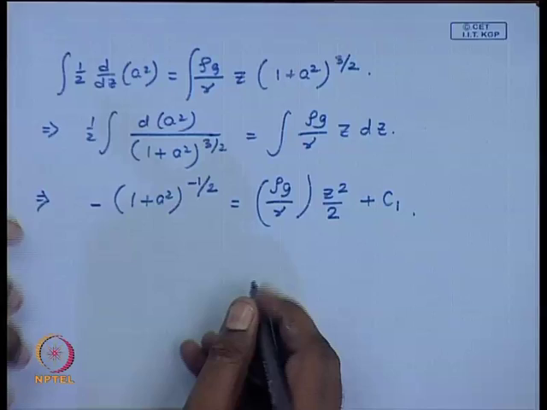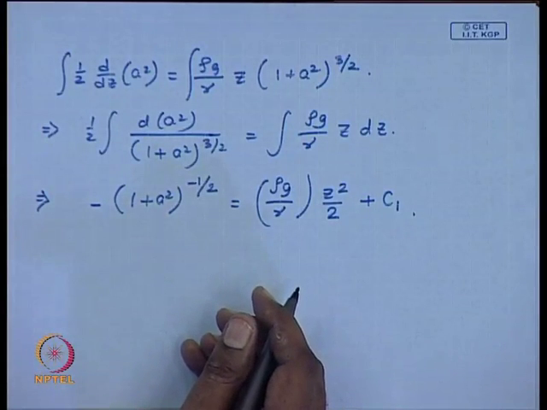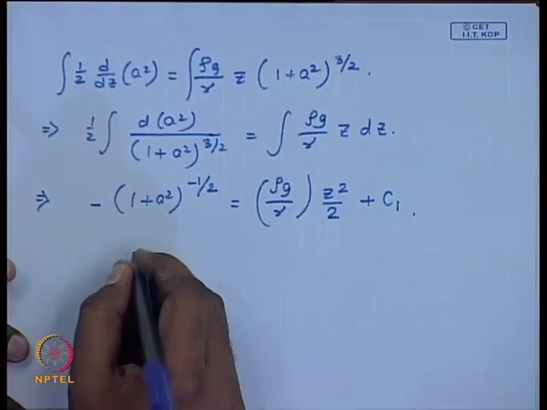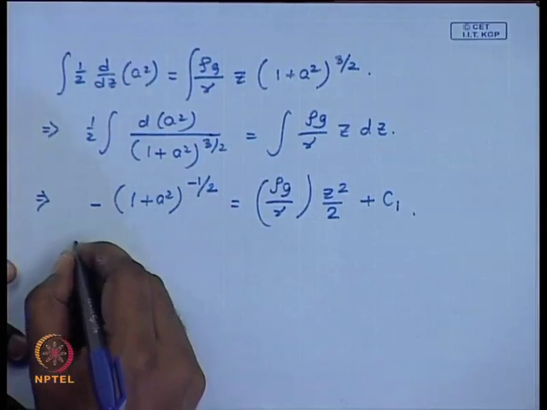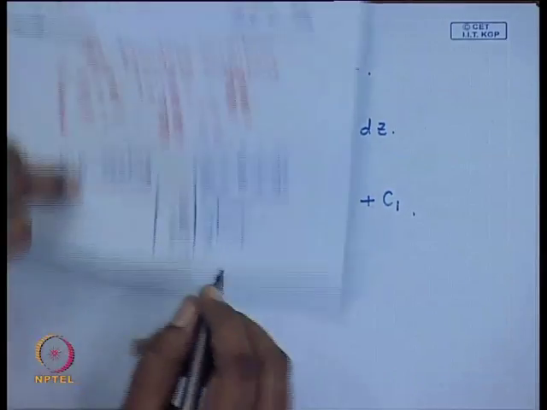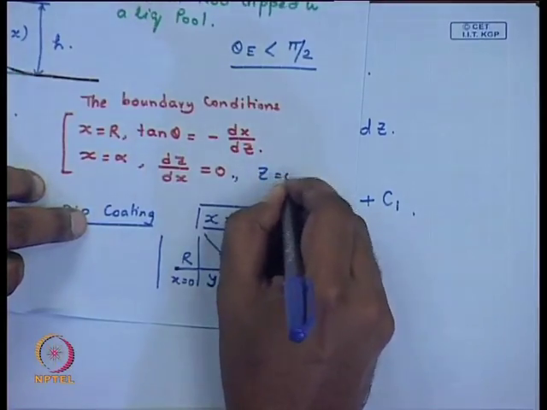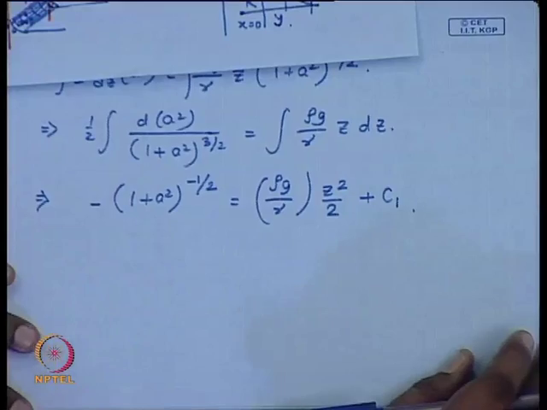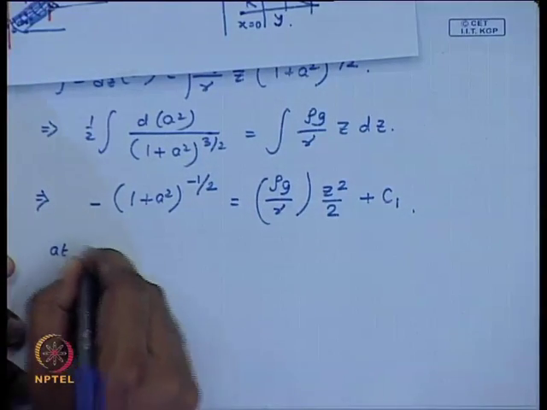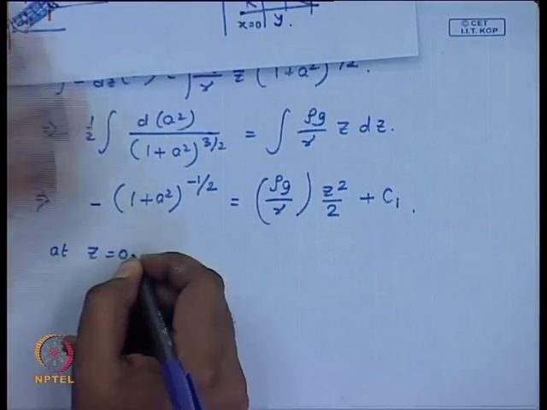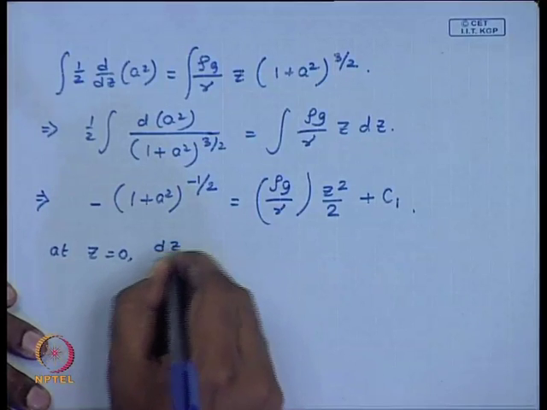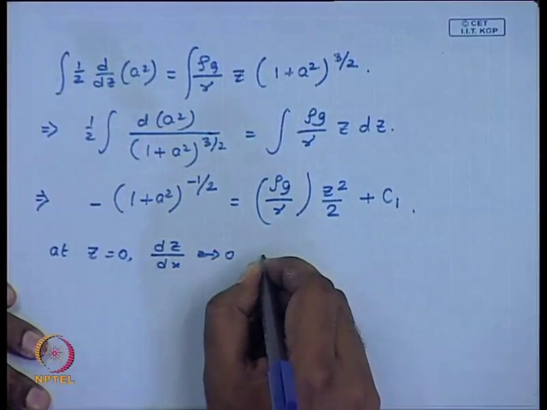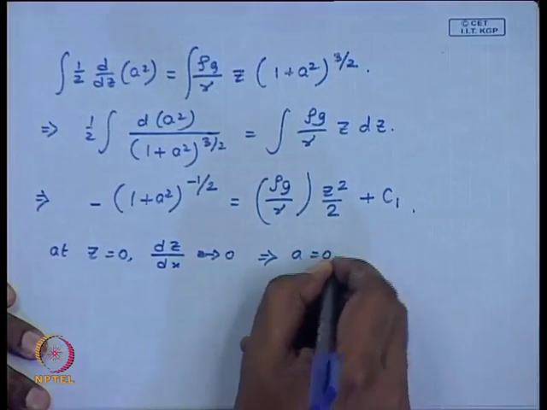Now, what are the boundary conditions? The boundary conditions are at z equal to 0. That is at this surface, the plane of the interface. So, at z equal to 0, we have del z del x is equal to 0 or tends to 0, which means that a equal to 0.